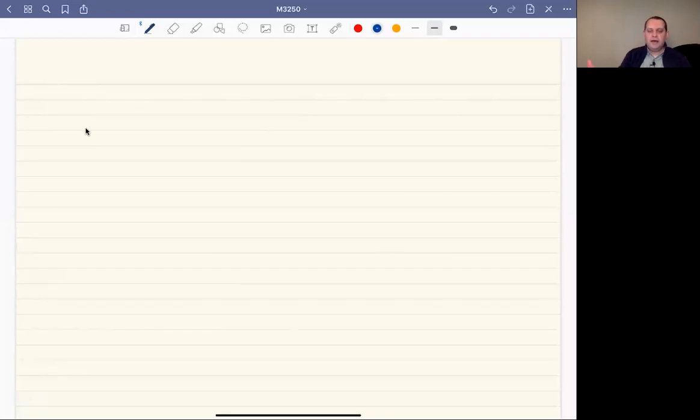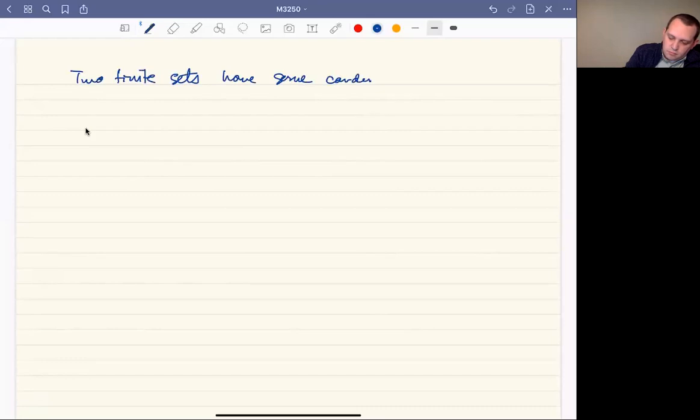So now we're ready to talk about cardinality in general, just as a bit of terminology here. Two finite sets have the same cardinality if they have the same number of elements. So if you have two sets both with 5 elements, we say that they have the same cardinality.